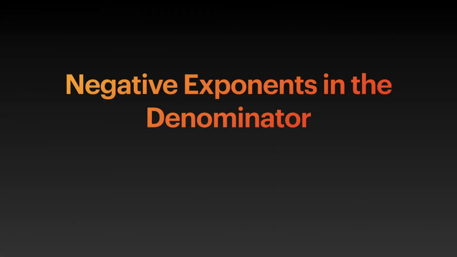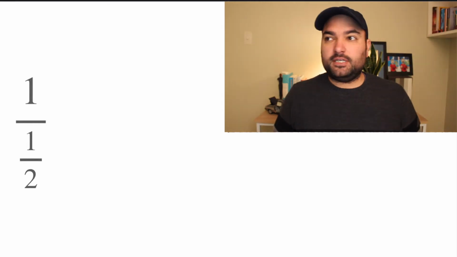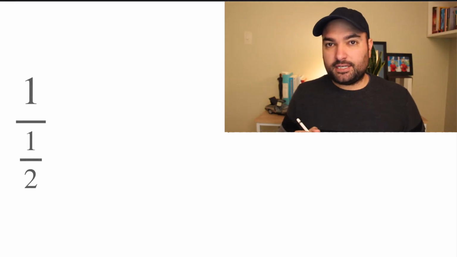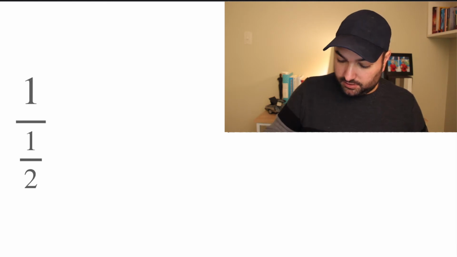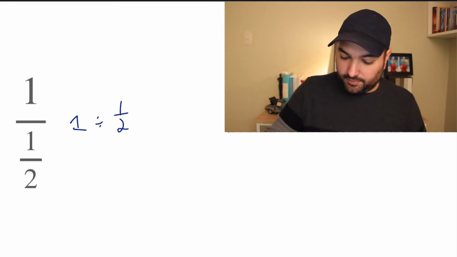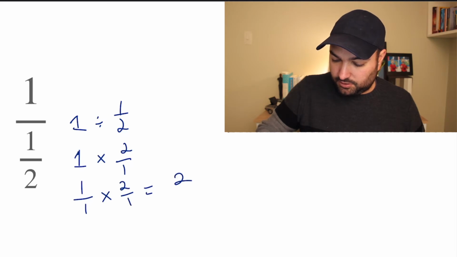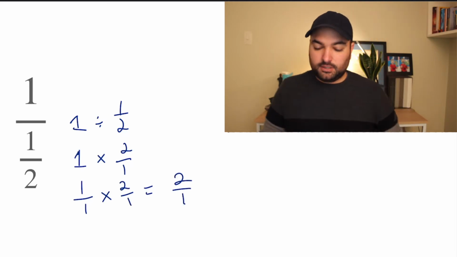All right, moving on to the next one, we're going to look at negative exponents in the denominator. So I'm going to start with numbers first, and then we're going to try and work this out for letters. We're going to change this into a division, 1 divided by 1/2. And if you remember from previous years, when we have this, we're going to go 1 times 2 over 1. Now 1 we can write as a fraction like that, times 2 over 1 like that, and this becomes 2 over 1. All right.